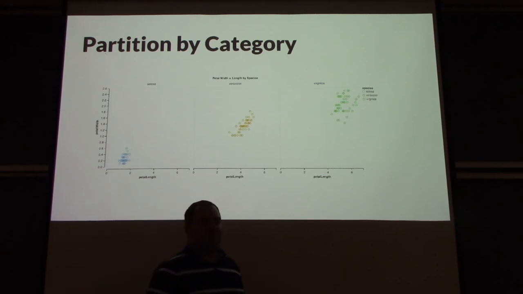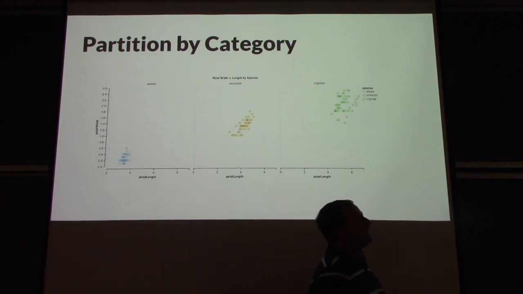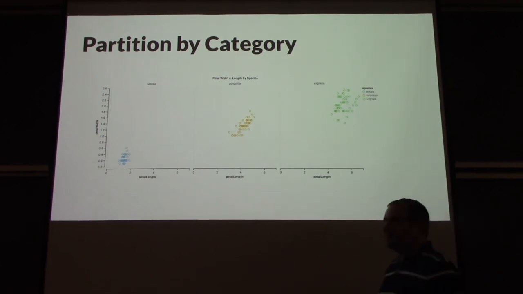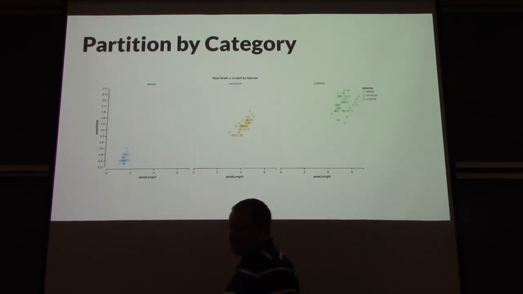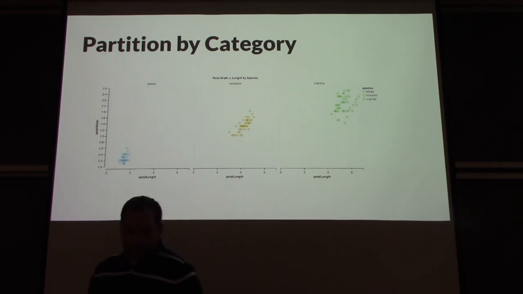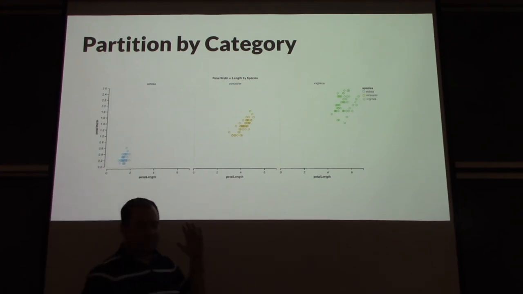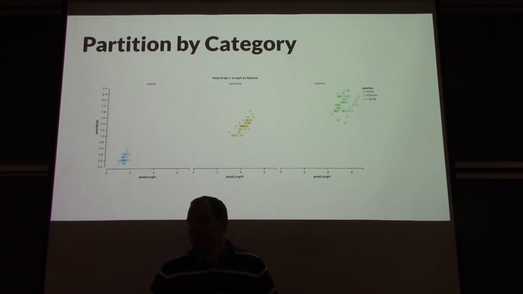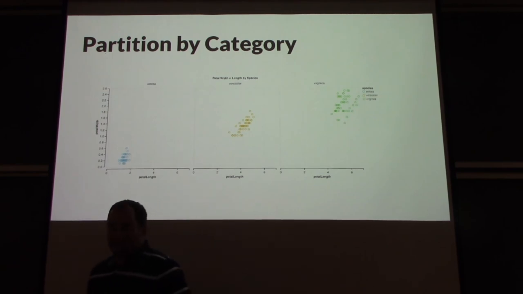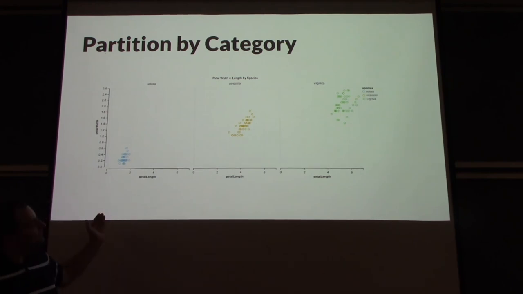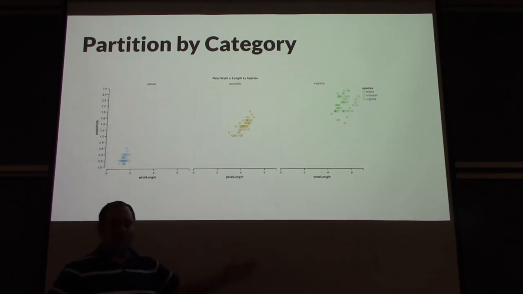You can also partition by category. If you've ever had a machine learning class, you've seen this data set. This is the iris data set, where we have petal length and petal width, in this case only petal length and petal width and not sepal length and sepal width, which is also in the data set, across three different plant species. And so we could plot this all in one plot, but we can also partition it out.